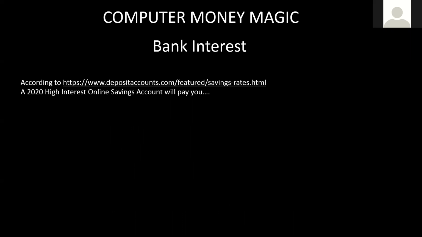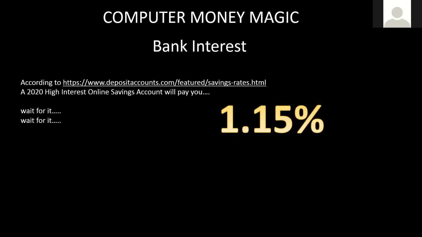All right, so bank interest. According to www.depositaccounts.com, the highest interest rates for 2020 online, wait for it, is 1.15%. Daily, you say? No, that's annually. So, where do I sign up?